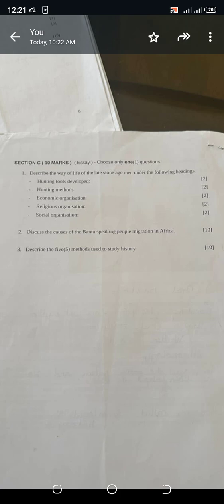Each method we will describe briefly because there are two things. They are giving you a mark for stating the method and a mark for describing that method. So for each point, the method and the discussion, where you explain something about that method, they'll be giving you 2 marks for each. All right.